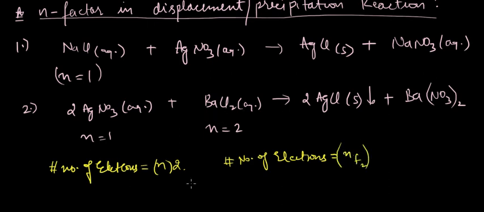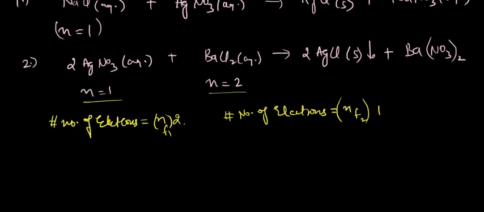This is, let me write it, NF2 and NF1 multiplied with number of moles, which is 1. So here we can put the value of n factor as 1 and here n factor value as 2. So the number of electrons exchanged, consumed or released in the reaction by one compound and the same number of electrons consumed or released by the other compound should be the same, hence n factor can be decided or calculated from the same.